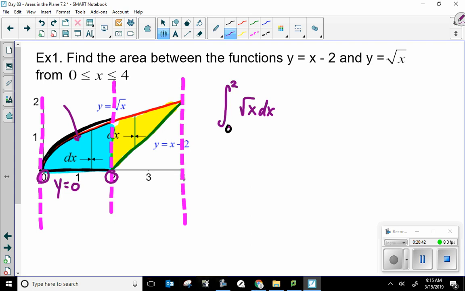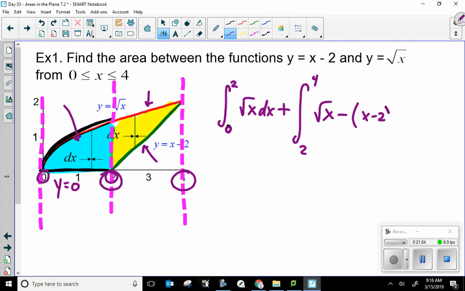Now, I add the integration from 4 to 2 of, okay, the area between the lines. Top function, which is the square root of x, minus the bottom function. Please, you are subtracting everything. If I did not have these parentheses here, that would be wrong because I'm just subtracting the x. I want to subtract the whole second function.